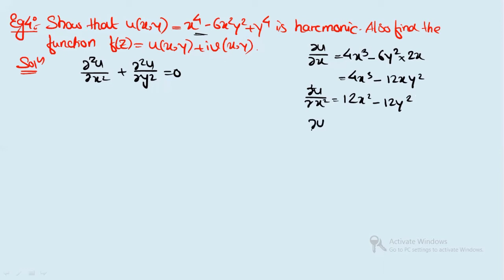Similarly, you will do del u by del y. Here this is constant. Y square will give you twice y, plus this is 4y cube. So this is minus 12x square y plus 4y cube.